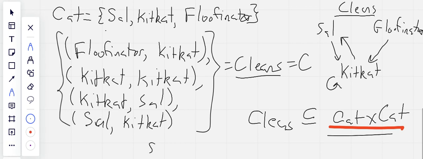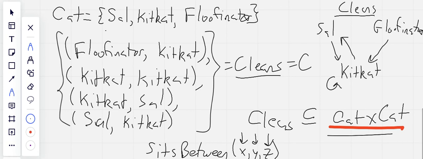If we did something like sits between, then that would be a 3 arity predicate. Three cats would have this property. Cat Y perhaps might sit between cat X and cat Z. This is some alternate notation that other textbooks will use. We will generally be using things like cleans Kit Kat Sal. So Kit Kat cleans Sal would be how we would write this arrow right here. Other textbooks would write that as cleans parentheses K comma S close parentheses, more closely aligned with our sits between predicate. We will generally be using the shorter notation, to be consistent with both the textbook and the Open Logic project.